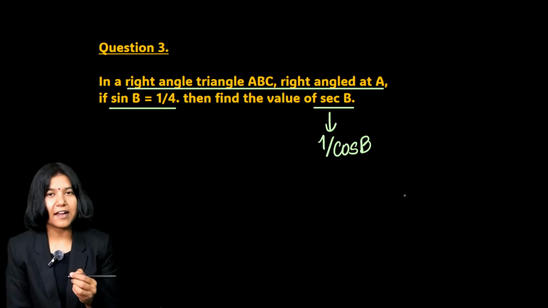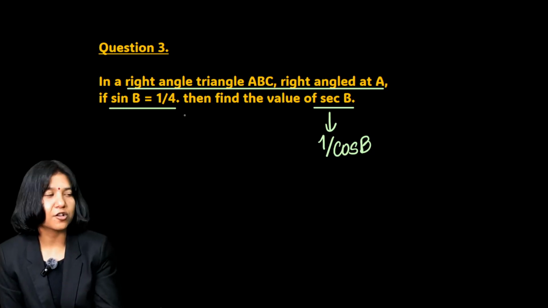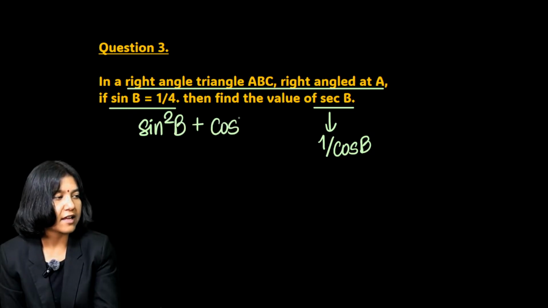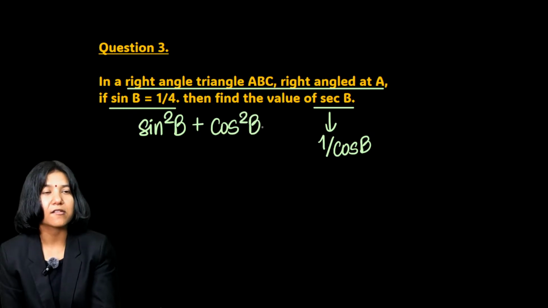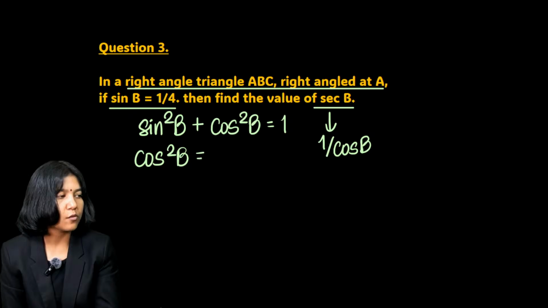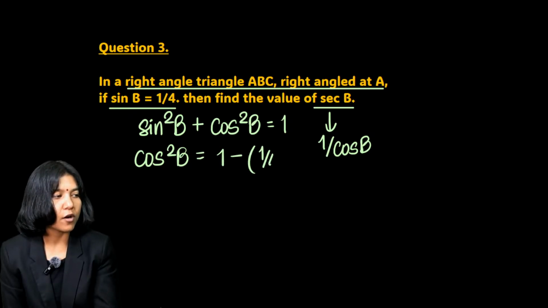And I know the one relation that connects sine and cos, which is sine square B plus cos square B has to be 1. For a given angle B, the square of the sine of that angle plus the square of the cos of the same angle has to be 1 every time. Thereby, when I know the sine B value, I can say that cos square B can be written as simply 1 minus sine square B.